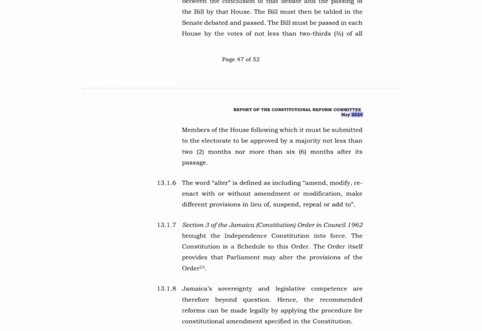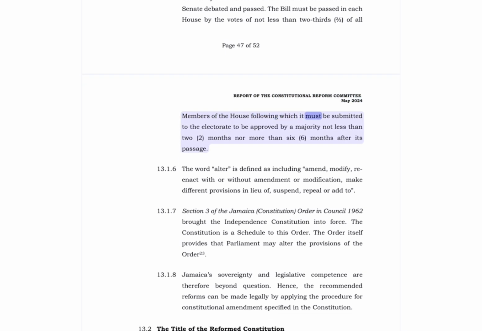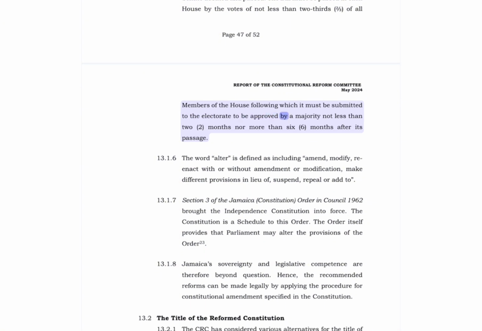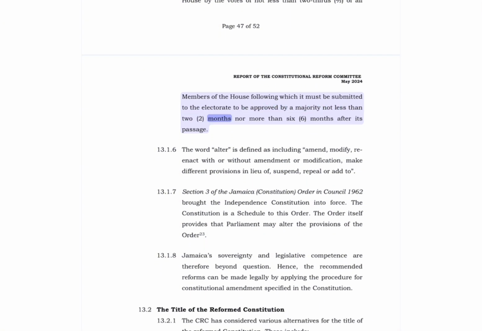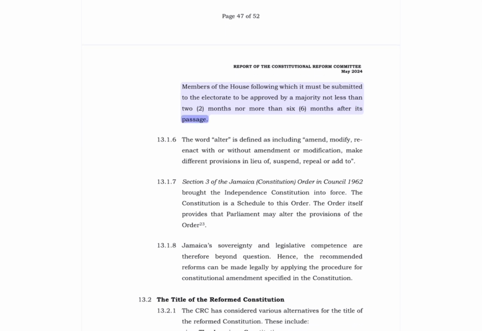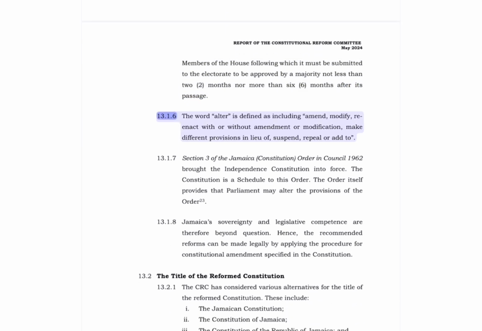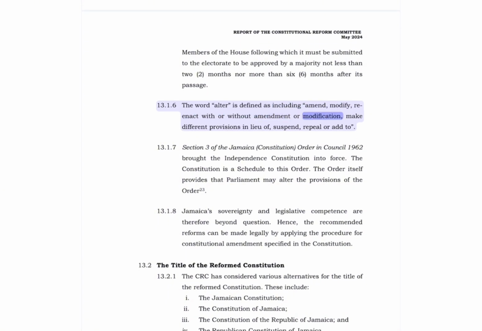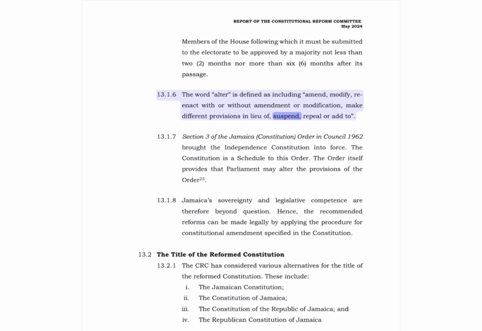members of the House, following which it must be submitted to the electorate to be approved by a majority not less than 2 months, nor more than 6 months after its passage. 13.1.6 The word alter is defined as including amend, modify, reenact with or without amendment or modification, make different provisions in lieu of, suspend, repeal or add to.